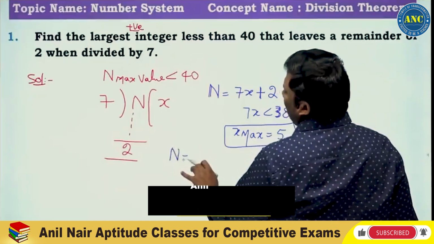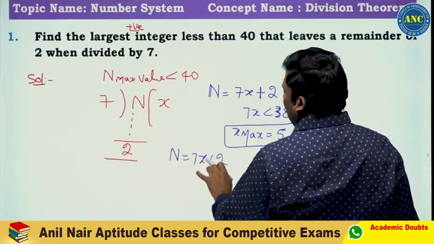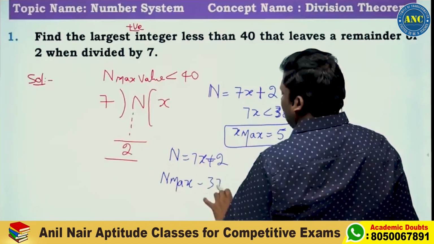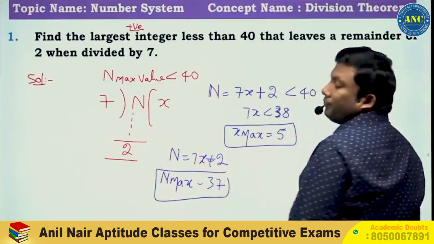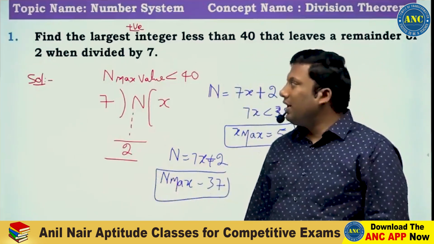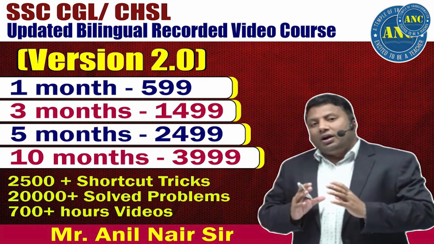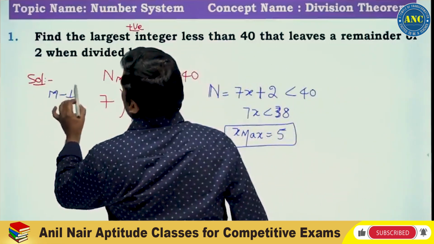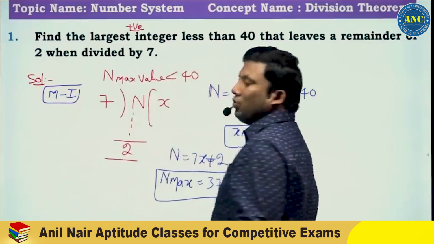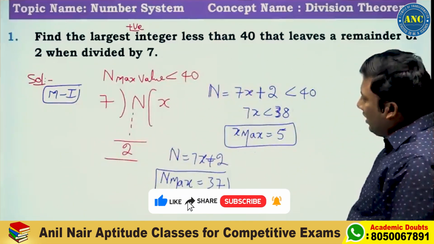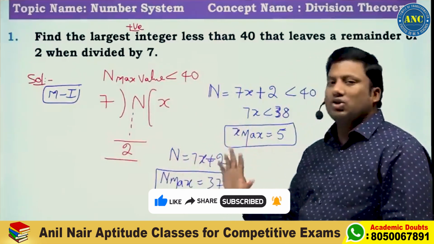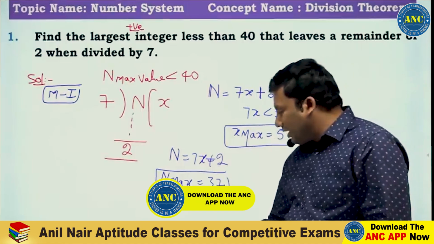So n is 7x plus 2. If I keep x maximum, I will get n maximum. That is 35 plus 2, 37. So the maximum positive value n can take, less than 40, which when divided by 7 gives a remainder 2, is 37. This is one way to look at it. Method 1: dividend is equivalent to divisor into quotient plus remainder. 7x is less than 38. If n is an integer, x should be an integer. Maximum value x can take is 5.